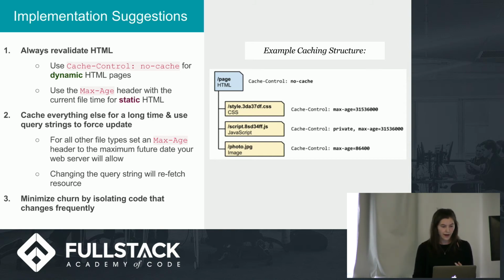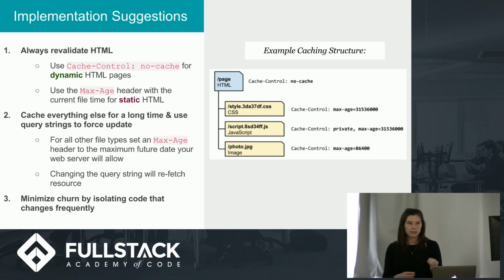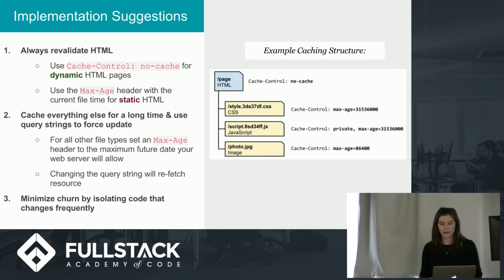And lastly, try to minimize the amount of churn in your application. So if you have something that changes frequently, maybe extract that out and create a new file. That can be cached frequently versus something else that needs to be cached, say, for a long time.